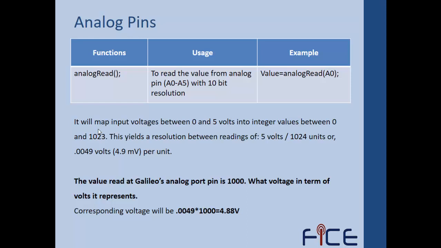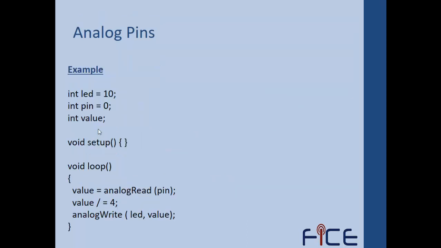Similarly, if for example you're interfacing a temperature sensor, your concern is neither the digital value 1000 nor the voltage, but the temperature in degrees Celsius. So first we read the value, then convert that value into voltage, then use the sensitivity of the sensor. If we take the example of LM35, the sensitivity is 10 millivolts per degree Celsius. So whatever voltage you get, for example 4.88 volts, simply divide by 10 millivolts per degree Celsius, and you will get the corresponding temperature value.